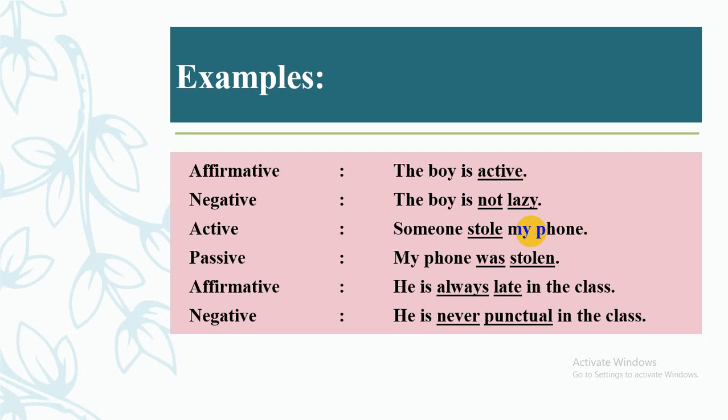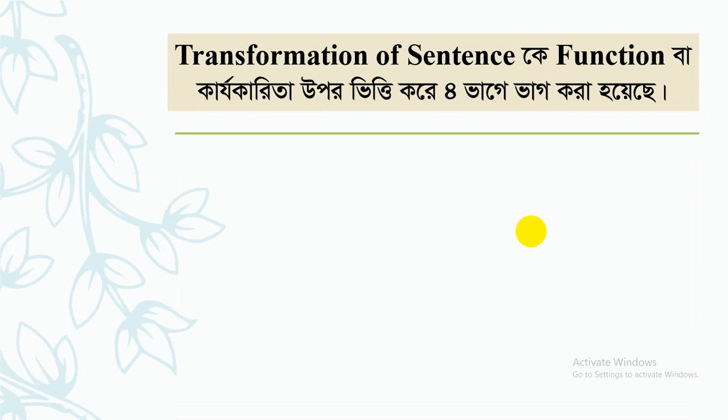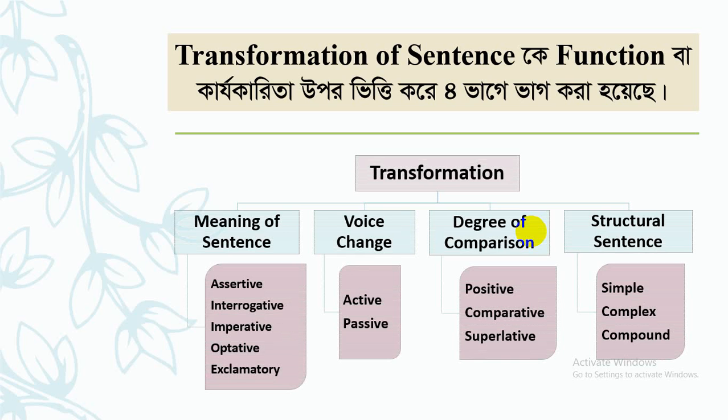Now let's come to some other functions of transformation. So transformation of sentence কে function বা কার্যকারিতার উপর ভিত্তি করে চার ভাগে ভাগ করা হয়েছে. So let's see what these four functions are. Here the transformation has been divided into four categories because of their functions. The first one, meaning of sentence. The second one, voice change. The third one, degree of comparison.